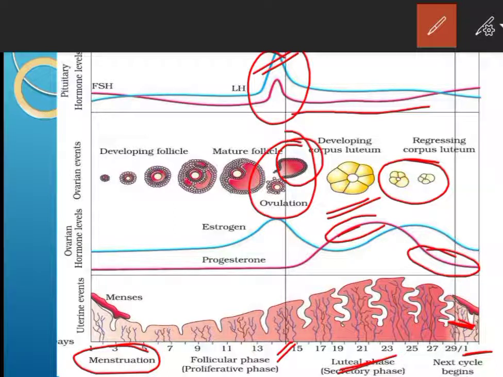Okay, and due to that the endometrium layer of the uterus gets maintained. And this endometrium layer is necessary for implantation of the fertilized egg or ovum and other events of the pregnancy. During pregnancy, all these events of the menstrual cycle will stop and there will be no menstruation. But in the absence of fertilization, the corpus luteum will degenerate, meaning it will break. And due to degeneration of the corpus luteum, the endometrium layer will get disintegrated and due to that there will be menstruation.